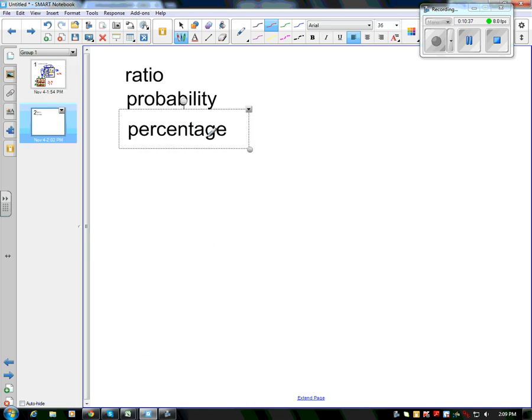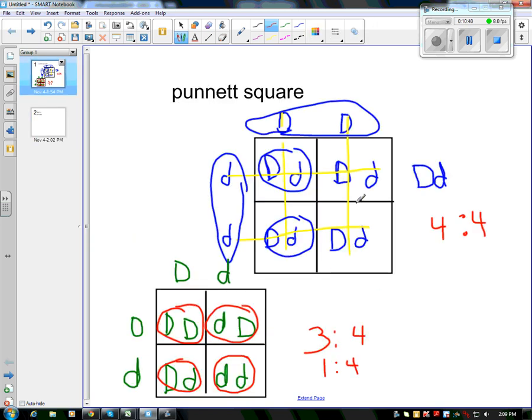Percentage. What is the percent? What percent of these will be tall? 100%, right? What percent will be short? 0%. Over here, what percent? 3 out of 4. So what you do, you take 3 divided by 4, which comes up to 0.75, but that would be 75%. If you want to know how many short, it'd be 1 divided by 4, or 25%. All right, so that's how you figure out percentages.